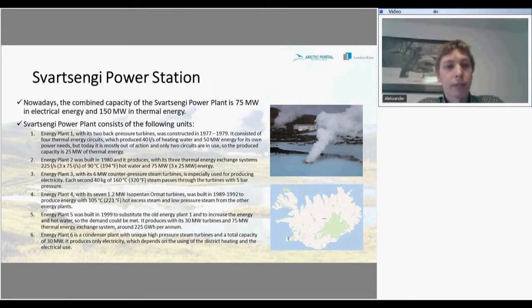And the last unit, number 6, is a condenser plant with unique high pressure steam turbines and a total capacity of 30 megawatts. It produces only electricity, which depends on the use of the district heating and electrical use.